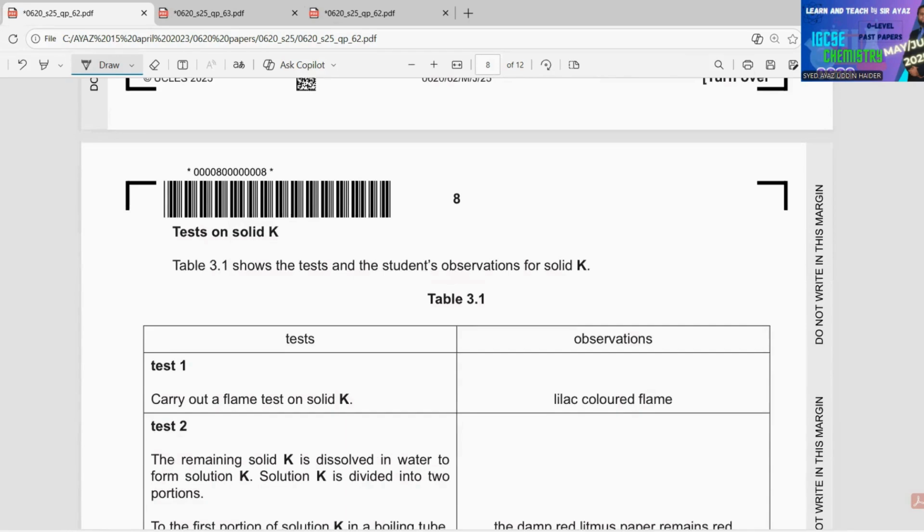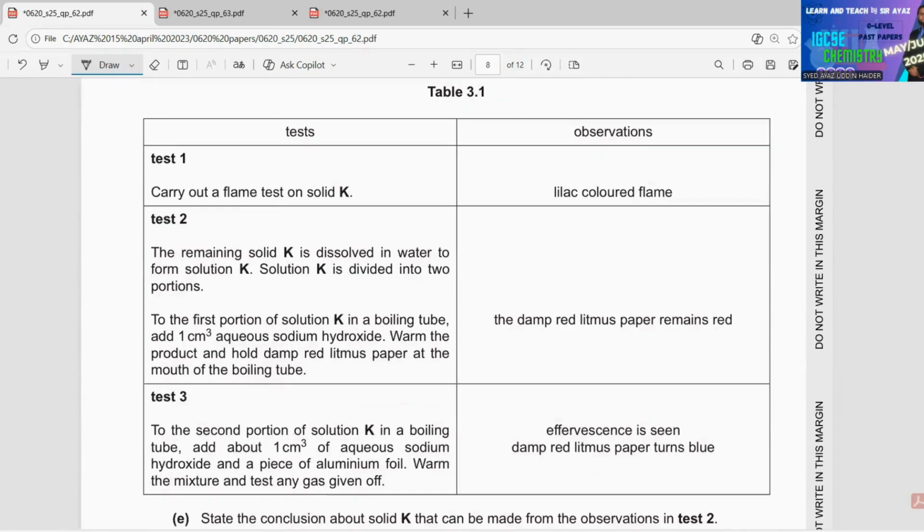Test on solid K. Table 3.1 shows the test and the student's observations for solid K. So the flame test on solid K gives a lilac colored flame. For the test, the remaining solid K is dissolved in water to form solution K. Solution K is divided into two portions.